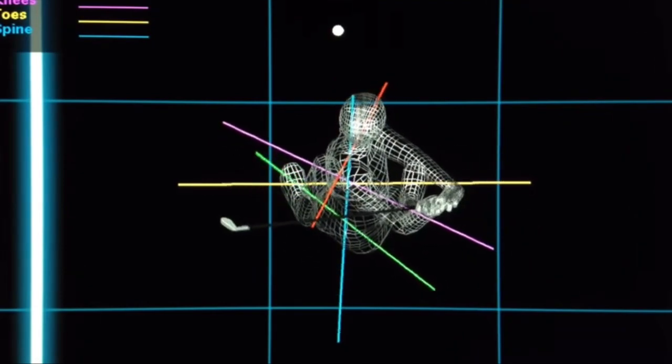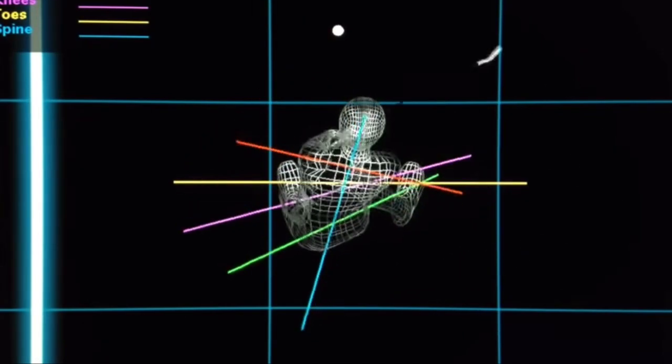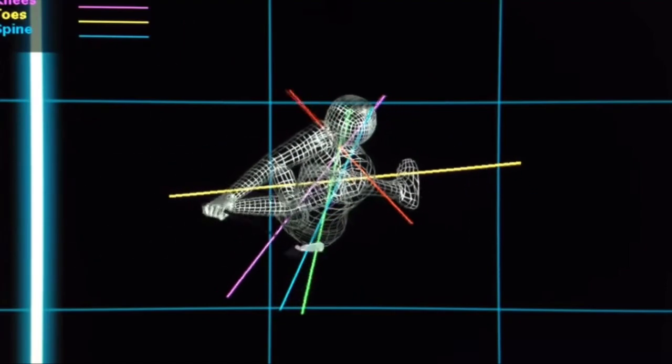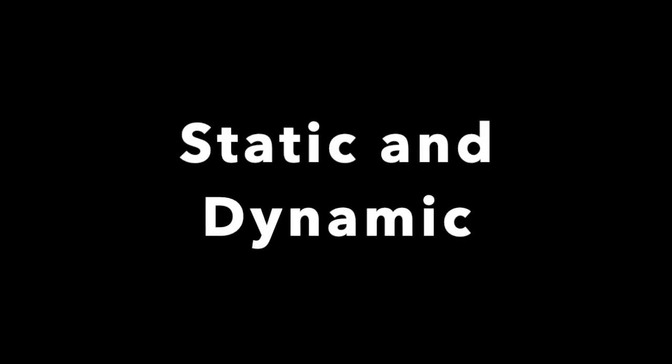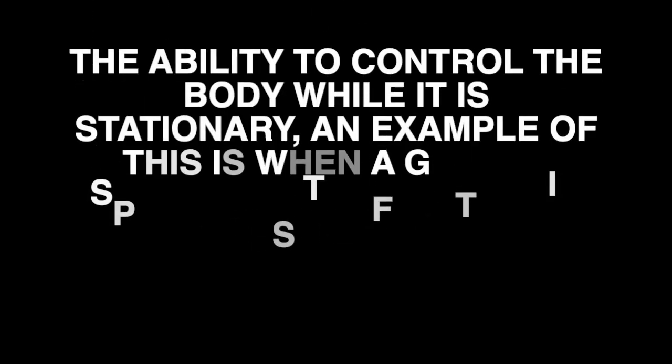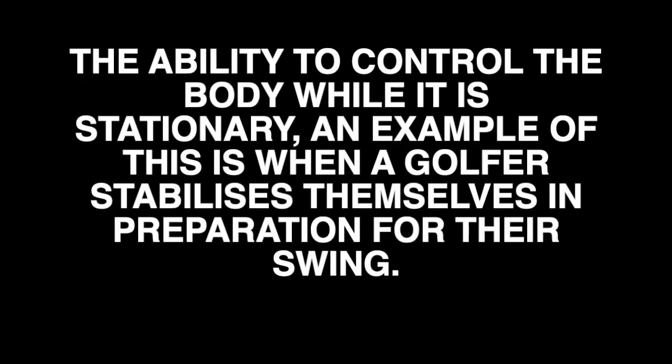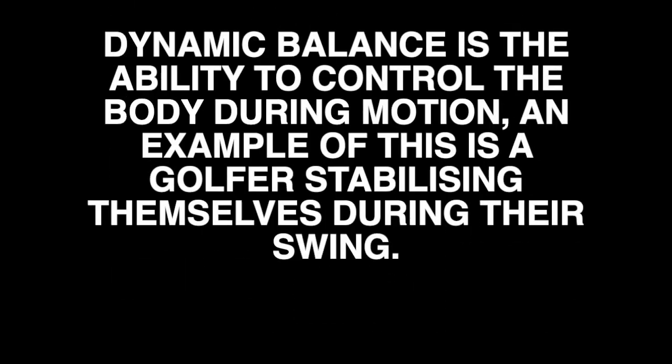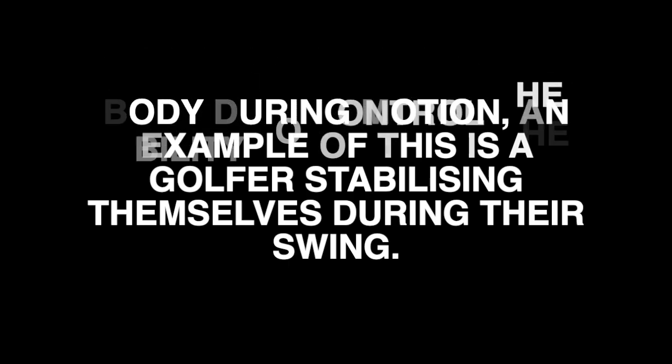There are 2 forms of balance that are taken into consideration when analysing biomechanics: static and dynamic. Static balance is the ability to control the body while it is stationary. An example of this is when a golfer establishes themselves in preparation for their swing. Dynamic balance is the ability to control the body during motion. An example of this is a golfer stabilizing themselves during their swing.